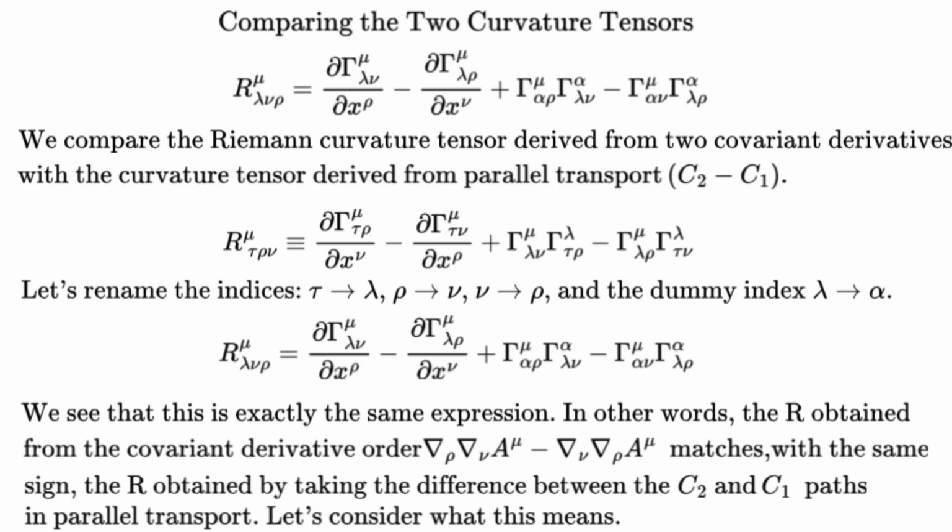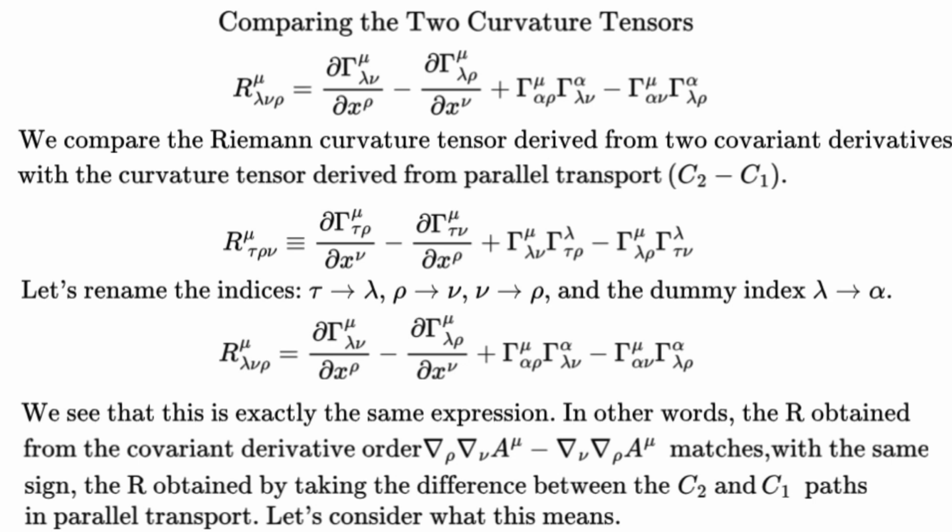In other words, the Riemann tensor obtained from the covariant derivative order ∇_ρ ∇_ν A^μ minus ∇_ν ∇_ρ A^μ matches, with the same sign, the Riemann tensor obtained by taking the difference between the C2 and C1 paths in parallel transport.